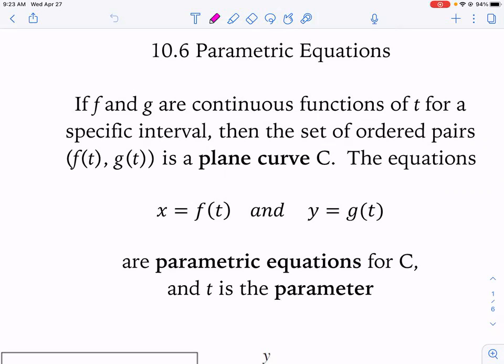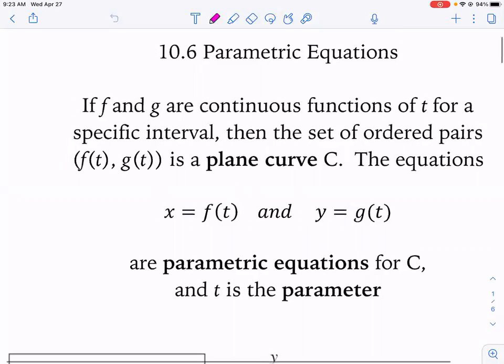So F and G are continuous functions. So you don't really need to write that. And we have an ordered pair that we can find coordinates on our curve. Okay. So the equations X equals F of T and Y equals G of T are called our parametric equations, where T is the parameter. So these are called parametric equations because they involve a parameter.